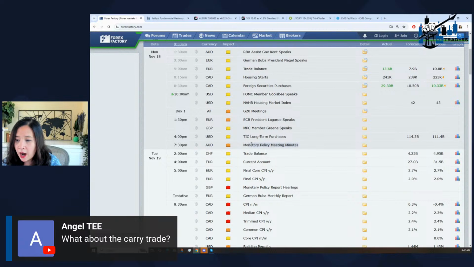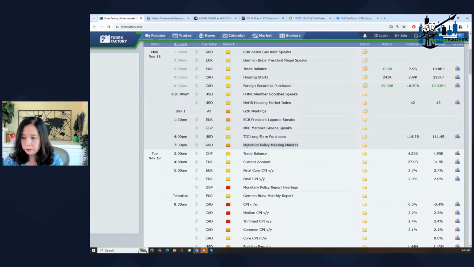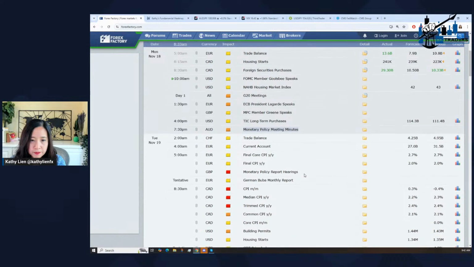I think the RBA minutes is probably going to be neutral, confirming that they are not going to cut interest rates. But I think there could be a possibility that they actually are maybe a little bit more cautious. We'll have to see. But I think that they could be a little bit more cautious, which is important.